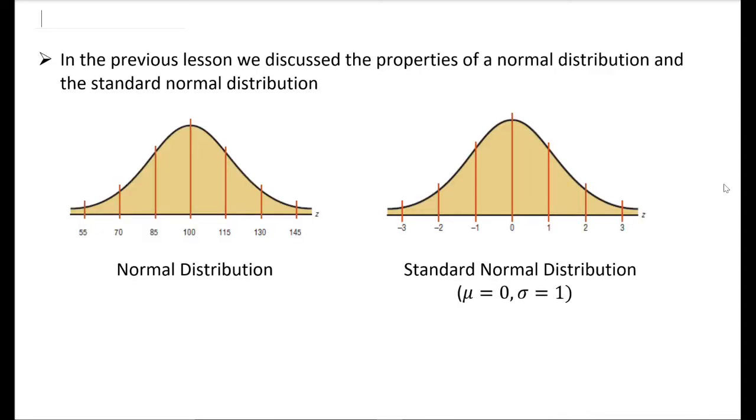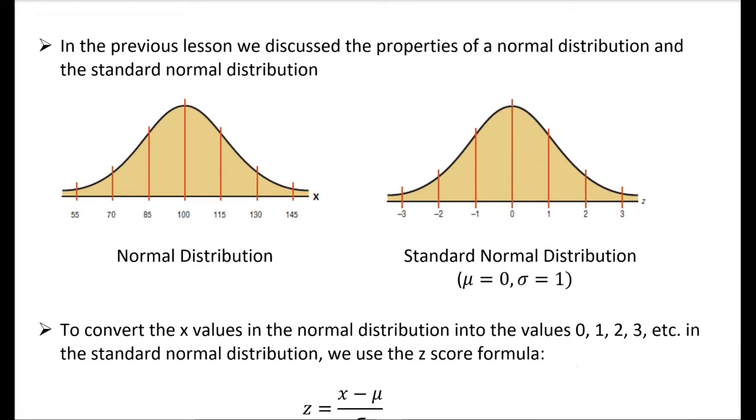So in the previous lesson, we discussed the properties of a normal distribution and the standard normal distribution. On the left is the normal distribution, which can have a mean of any value located in the middle, in this case the mean being 100, and the standard deviation in this case being 15, as you can see that it is spaced by 15 on each side. On the right is the standard normal distribution, which remember is very specific and has a mean of 0 and a spread or standard deviation of 1.